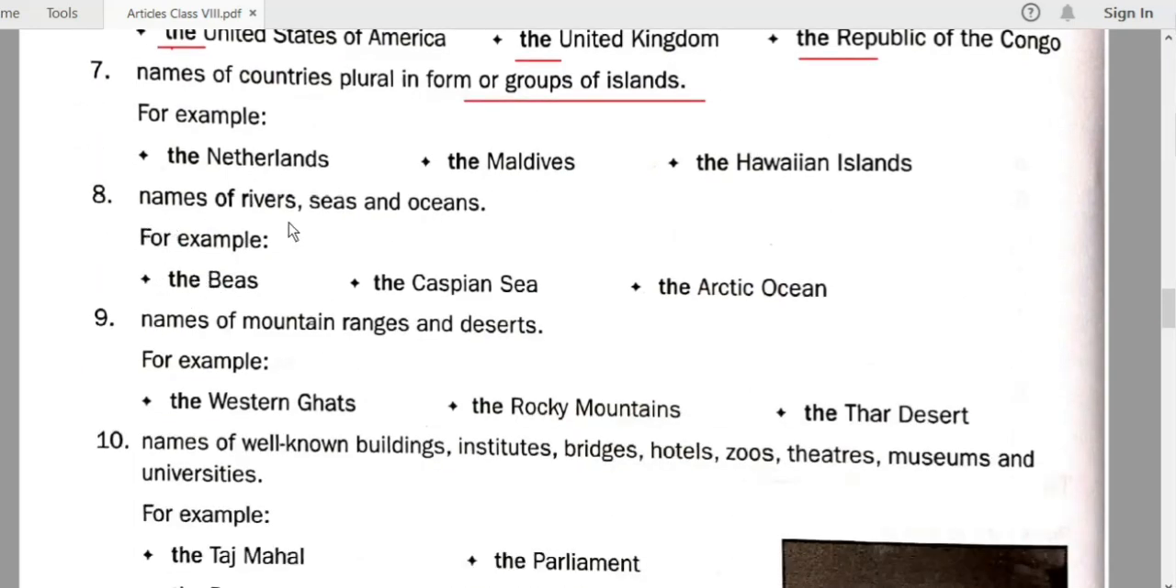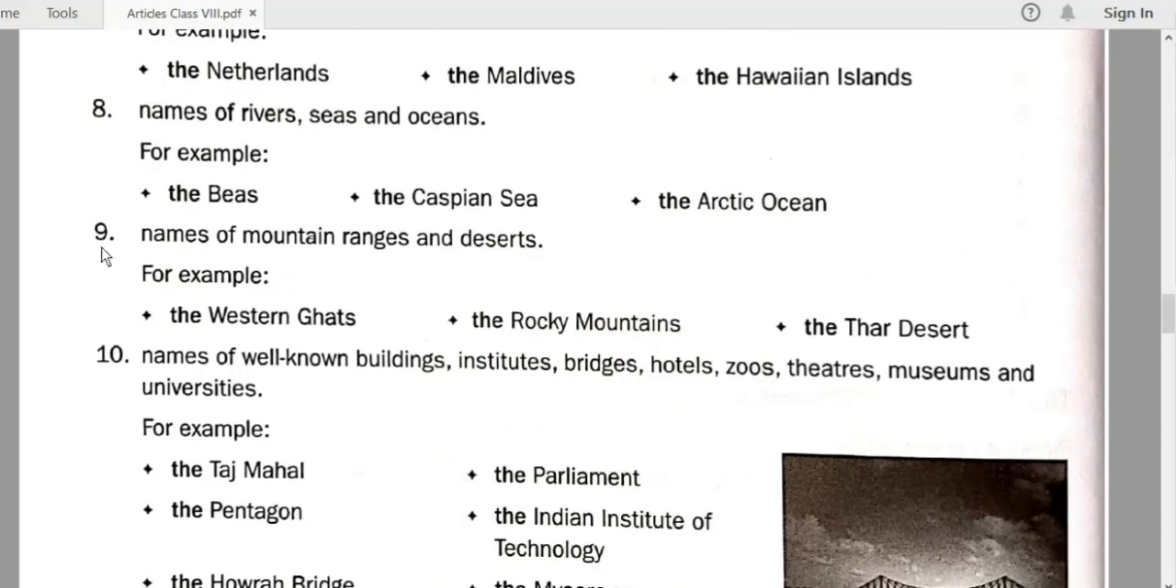Next rule, names of rivers, seas and oceans. For examples, the Beas, the Caspian Sea, the Arctic Ocean. Next rule, names of mountain ranges and deserts. For examples, the Western Ghats, the Rocky Mountains, the Thar Desert.